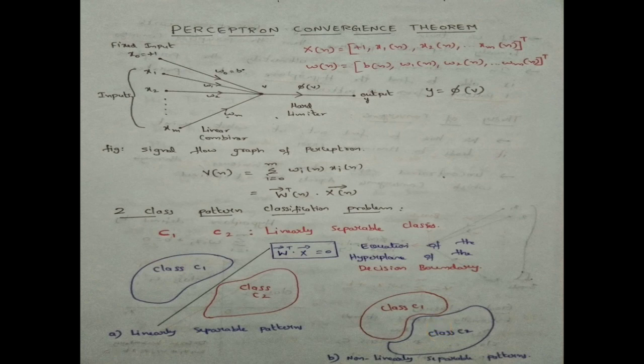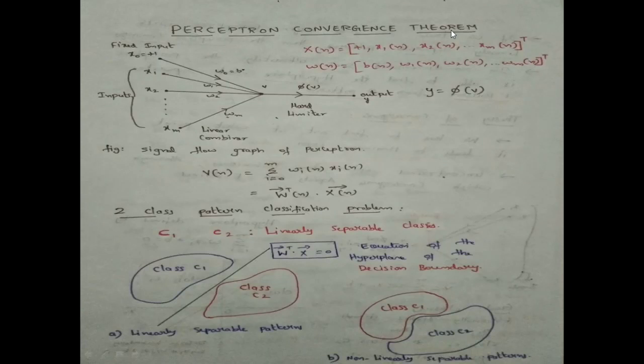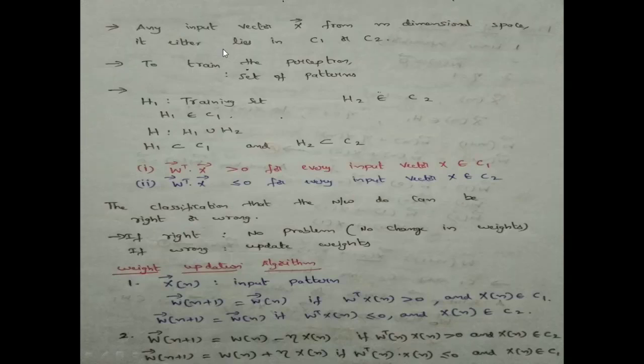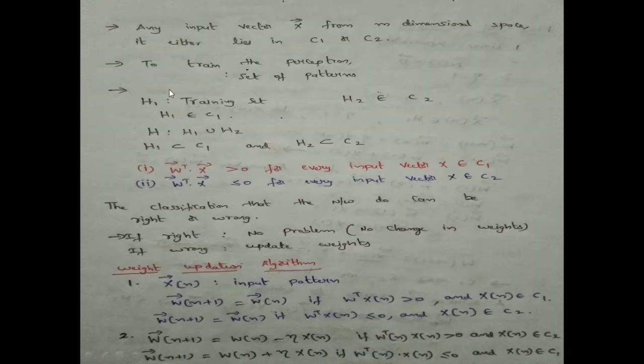If we discuss these two classes, any input pattern or input vector we take from the m dimensional space should belong either to class C1 or to class C2. In order to train this perceptron, we have to take a set of patterns. That is, we have to train the perceptron with a sufficient number of patterns taken from class C1 and class C2.